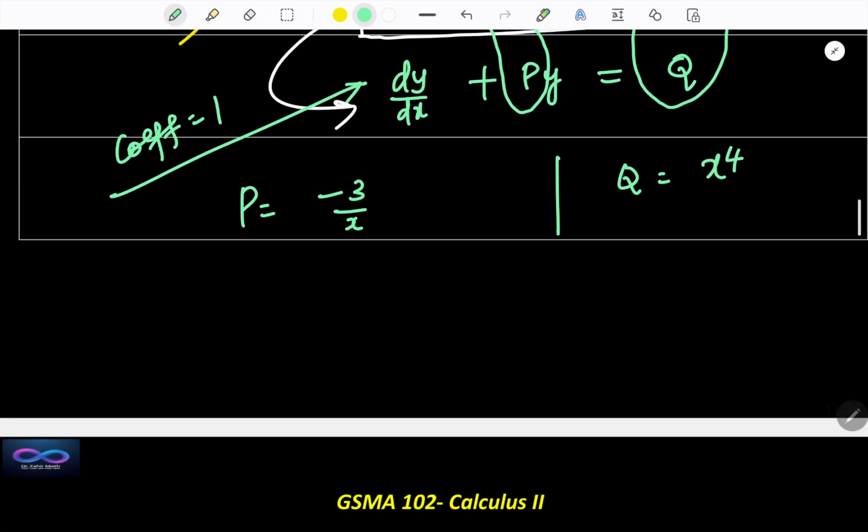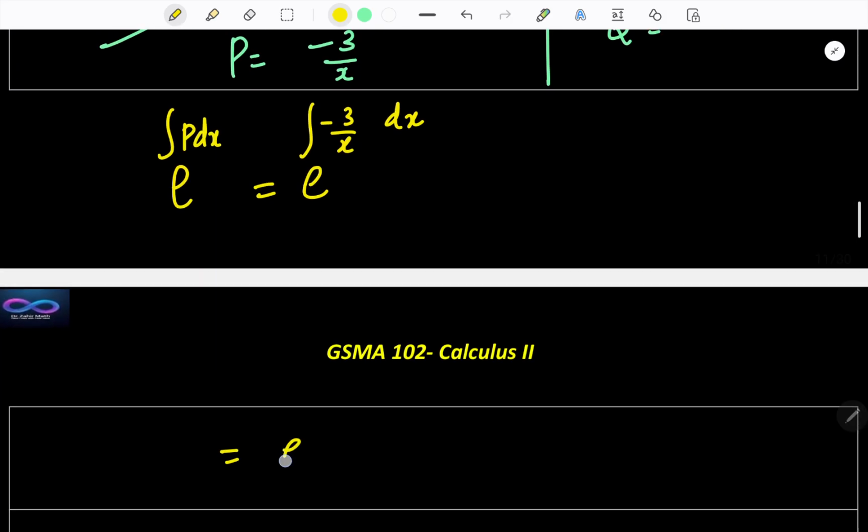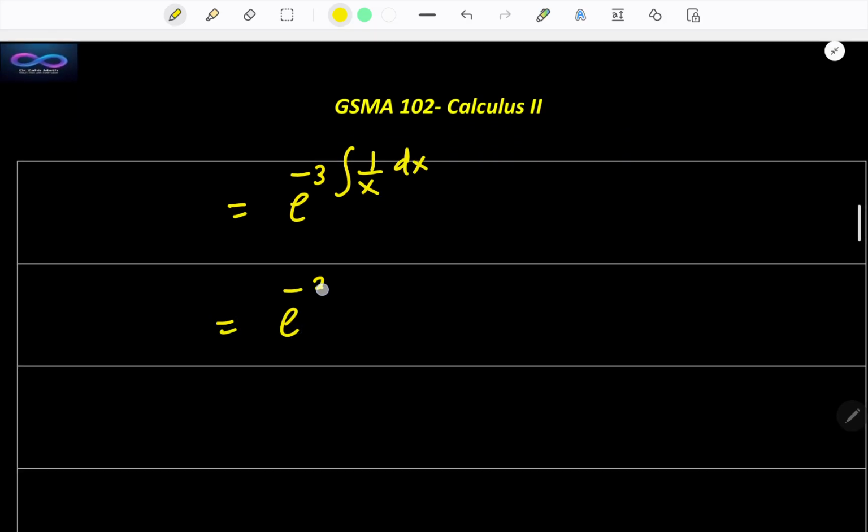Right. So now I need to calculate e power integral p dx, which is equal to e power integral minus 3 by x dx. So this equals e to the power of minus 3 will come out, integral 1 by x dx. What is integral dx by x? ln x. You know very well. Dx divided by x is equal to ln x. Right? Plus integrating constant, what? C.